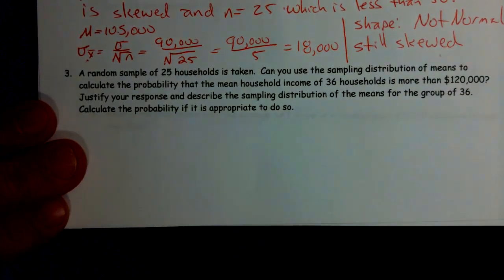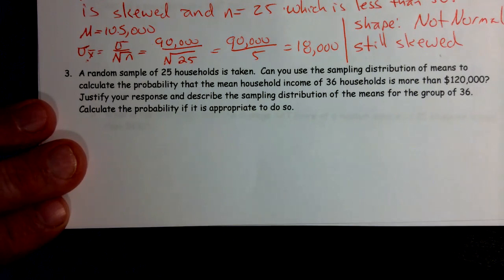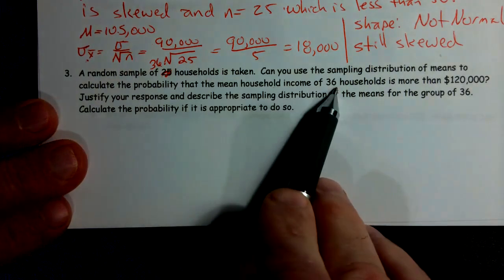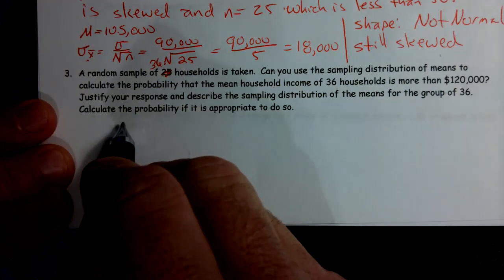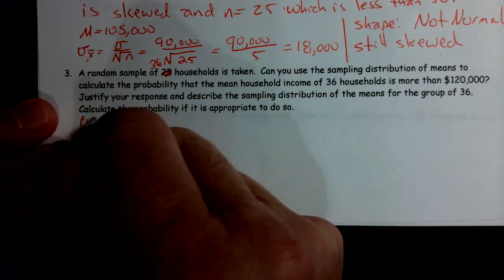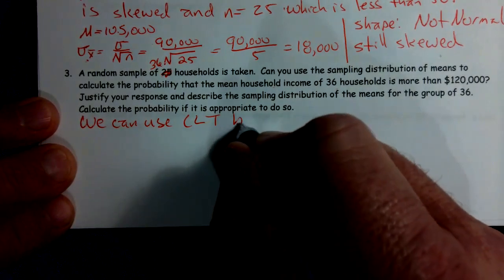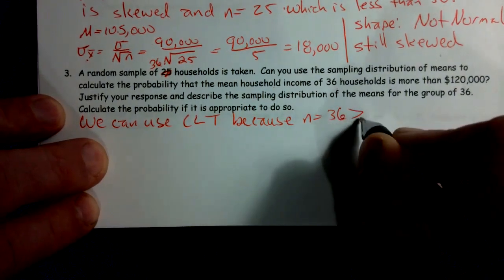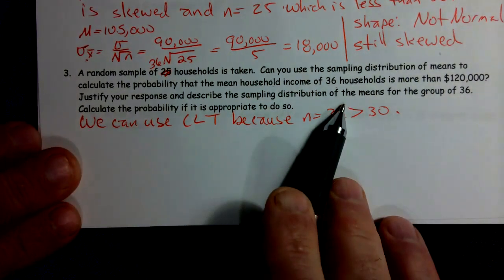Can you use the sampling distribution of means to calculate the probability that the mean household income of 36 households is more than 120,000? Oops, this says 25. This should say 36. So let's scratch that out and make it 36. So now we're working with 36 households. Well, in that case, we can justify your response. We can use CLT because n equals 36, which is greater than 30. So that takes care of our normality problem.